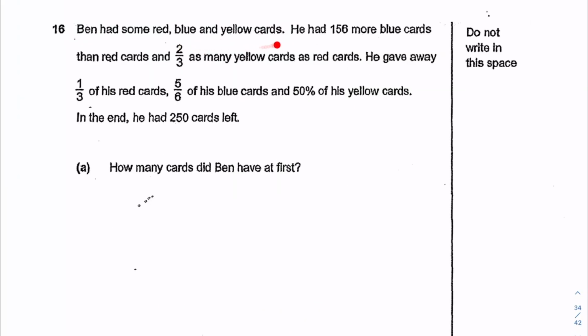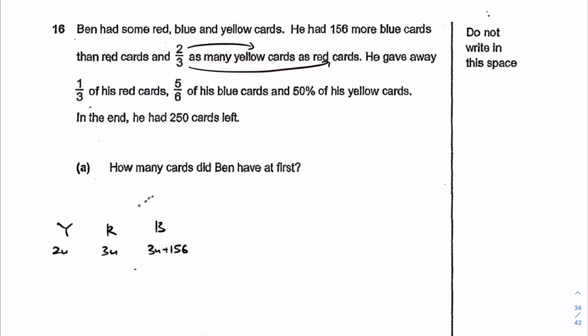Ben had some red, blue, and yellows. He had 156 more blues than reds. So I'll hold on to this because it's not that useful to me just yet. This phrase here is much more actionable. 2/3 as many yellows as reds. So I can conclude from this that there were 2 units of yellows and 3 units of reds.